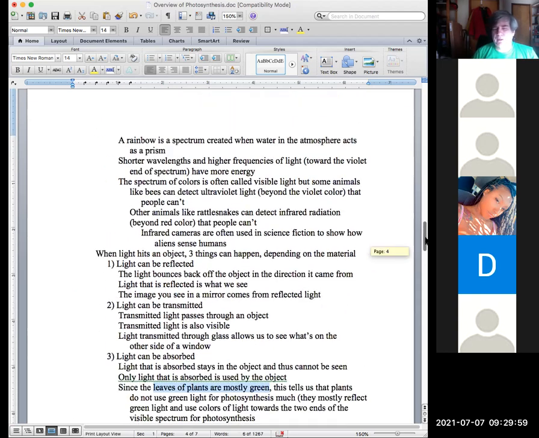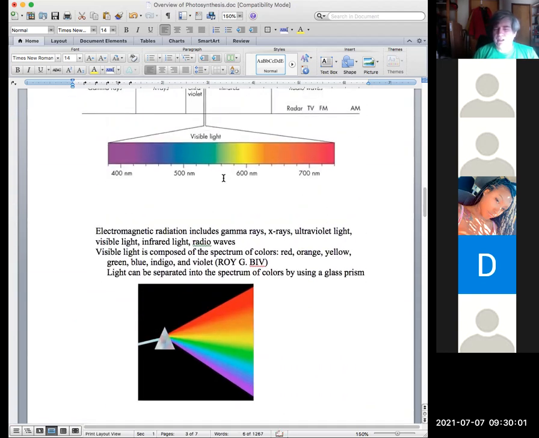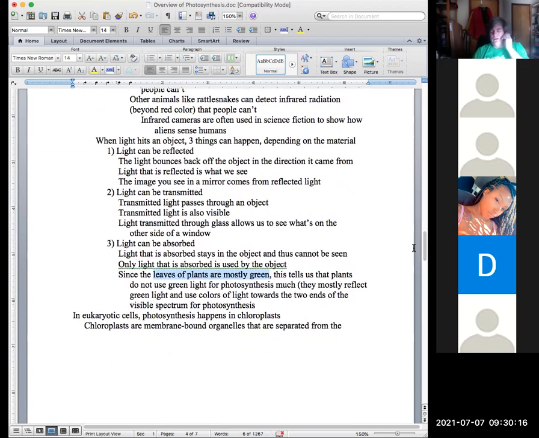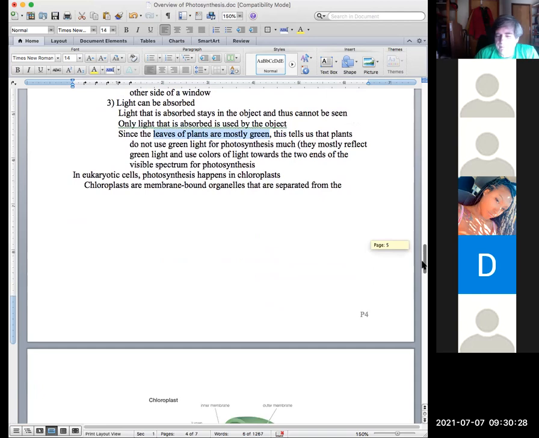If we look at green, if we go back to our spectrum, green is kind of in the middle of the visible spectrum. Plants are mostly using things towards the red end of the spectrum for photosynthesis, or towards the blue-purple end for photosynthesis. They're not using green light for photosynthesis. Now we'll see they do use some of the green light, because it would be wasteful to just have all of that reflect.